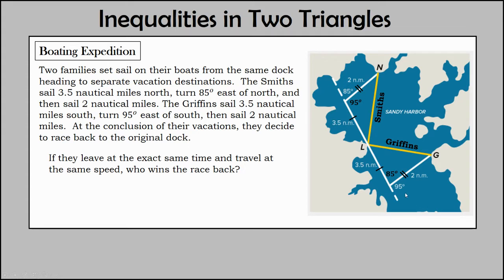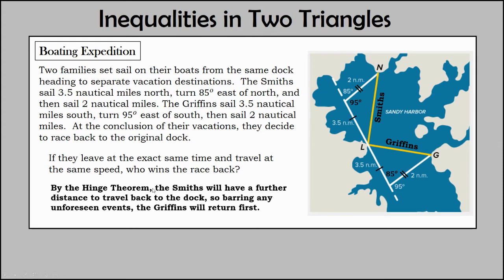Okay, so now based on the hinge theorem, the Griffin's path is 85 degrees. The Smith path has an angle opposite of 95 degrees. So the Smiths have a longer path than the Griffins. This line for the Smith is longer than this line for the Griffins. So by the hinge theorem, the Smiths will have a further distance to travel back to the dock.